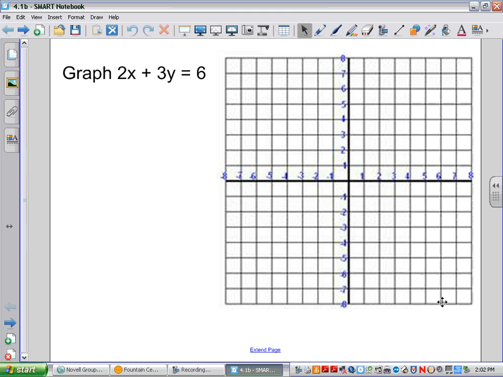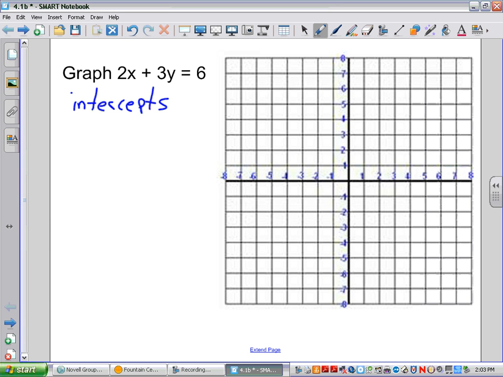2x plus 3y is 6. Now I could solve for y and put it in slope-intercept form, but there's an easier way to do it, and that is by using what's called intercepts. When it's written in standard form, like this problem is, you have two intercepts to use. You have an x-intercept and you have a y-intercept. And remember, it only takes 2 points to draw a line, so that would be my 2 points. 1 point is the x-intercept, 1 point is the y-intercept.